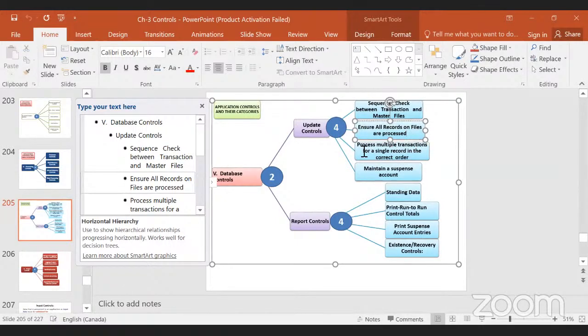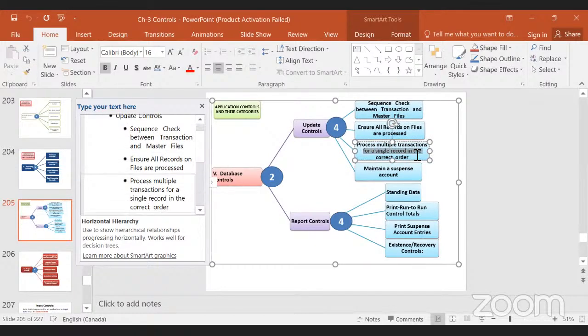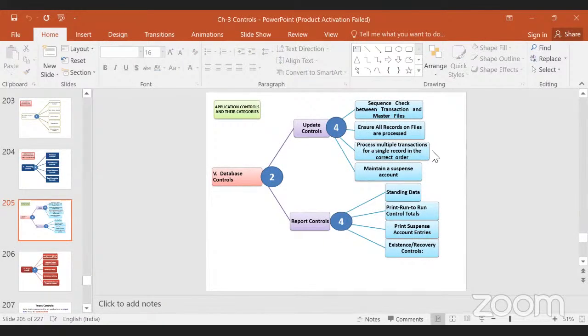Then process multiple transactions for a single record and in correct order. For this, we will take up the example of a banking transaction. Let's assume that you have a bank balance of 1 lakh.